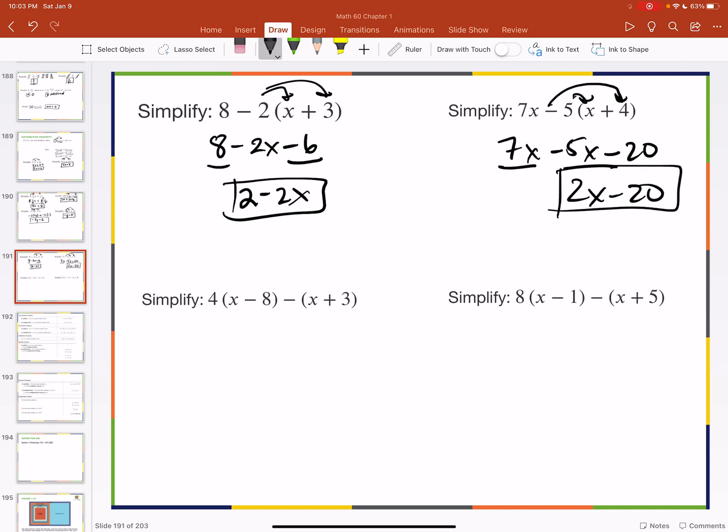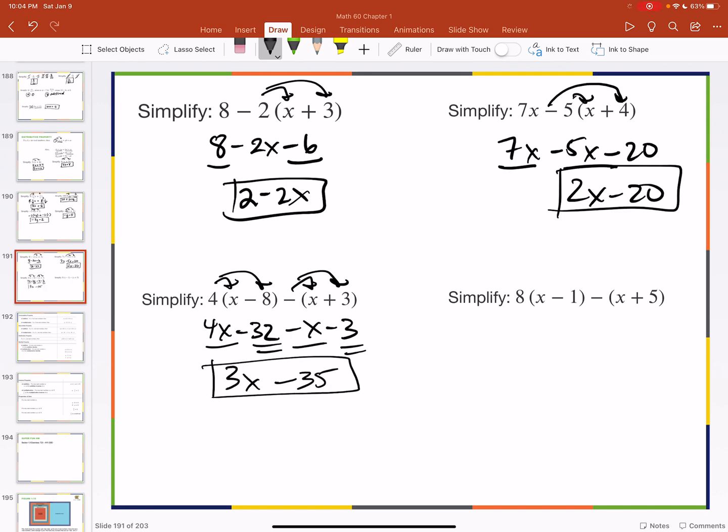Okay, let's continue here. We distribute the 4, then we distribute this negative. So we get 4x minus 32 minus x minus 3. 4x minus x is 3x. Negative 32 minus 3 is negative 35. And then we have here 8x minus 8. Then we have negative x minus 5. So like terms, 8x minus x is 7x. Negative 8 minus 5, same signs, you add, negative 13.